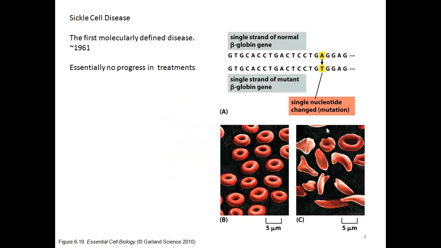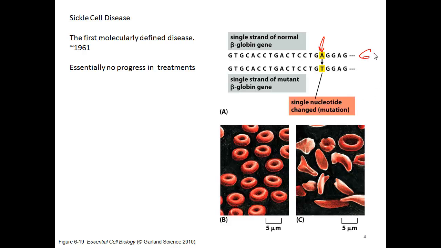I'd like to demonstrate the consequences of a mutation with the first molecularly defined disease, and that is sickle cell disease, or sickle cell anemia. In 1961, it was identified that sickle cell occurred because of a single nucleotide change of an A to a T. And this has the consequence of replacing a hydrophilic amino acid, glutamic acid, on the surface of a protein with a hydrophobic amino acid, valine.